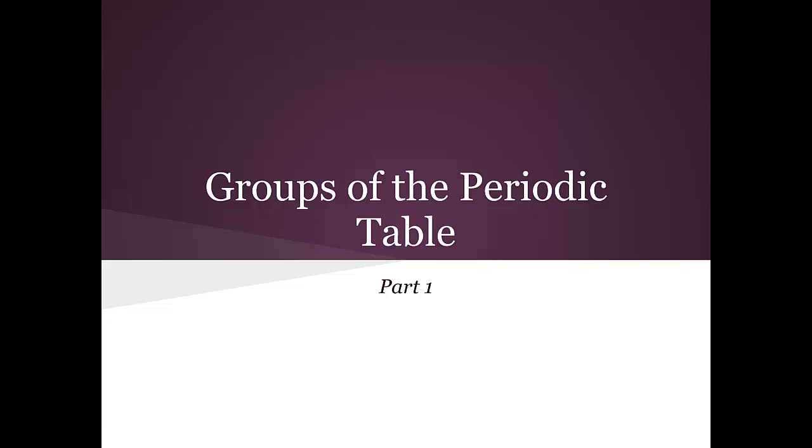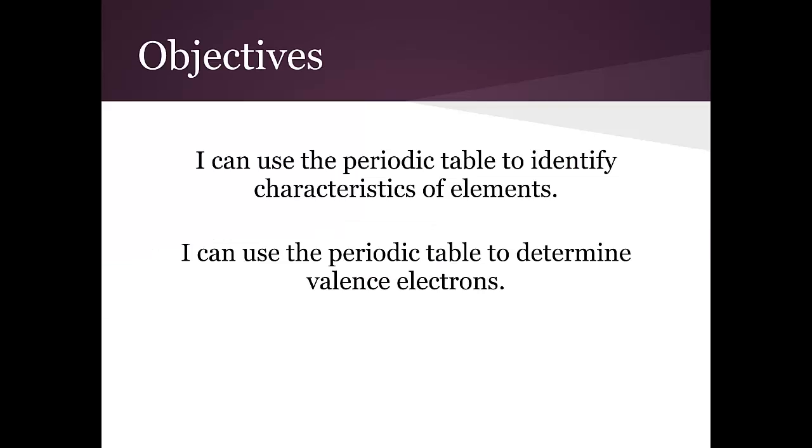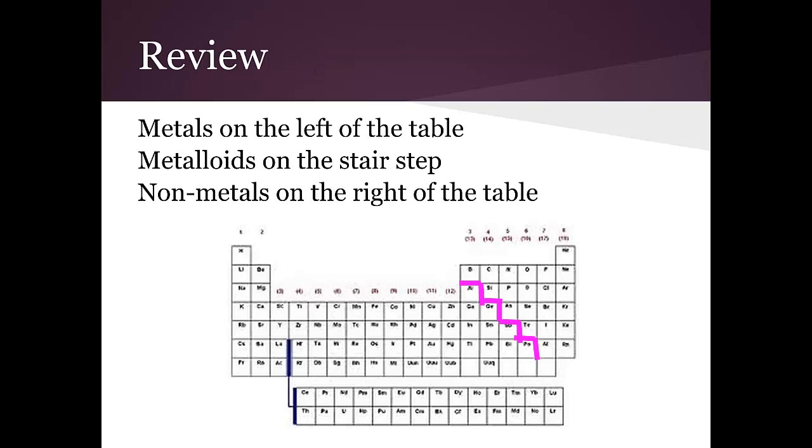Alright, this is our video on the characteristics of the groups of the periodic table. Remember, groups are those vertical columns, so we'll be talking about each of those vertical columns, the groups, and their characteristics. Our objectives for today: I can use the periodic table to identify characteristics of elements. I can use the periodic table to determine valence electrons, and we're going to talk about what valence electrons are.